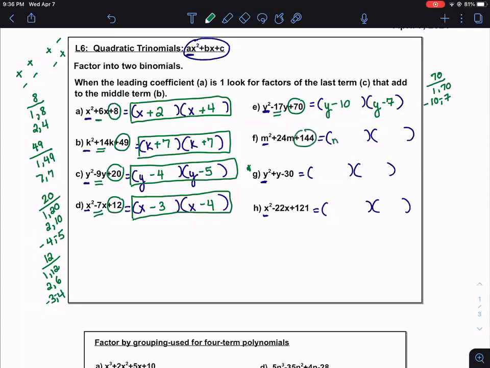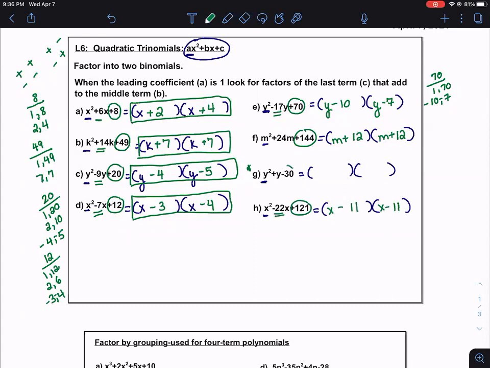To multiply to 144, but add to 24: 12 and 12. So again, that just comes from a little bit of mental. Let me come back to G last. So for H, you're going to have multiplying to 121, but adding to negative 22: negative 11 and negative 11.